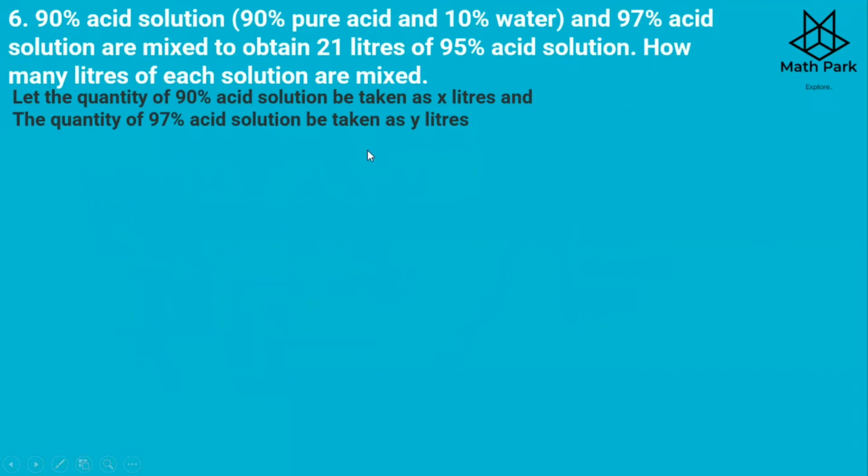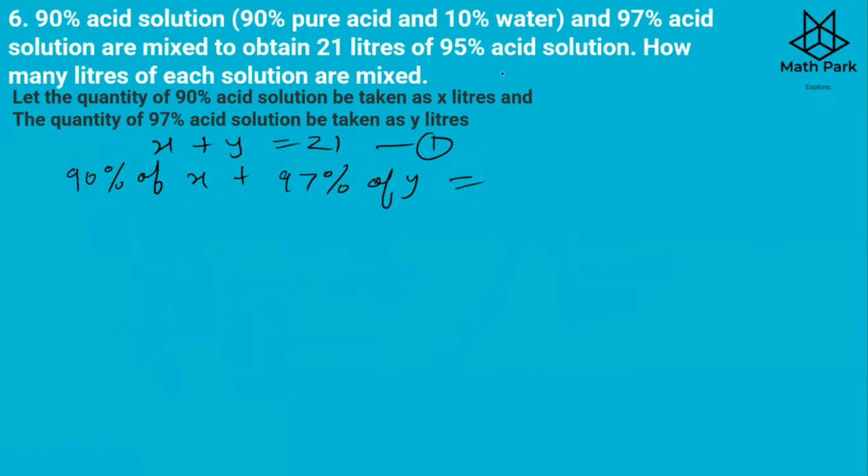Okay, now what we get, the very first equation: we have two quantities together. When they are mixed, we get 21 liters. So that is x plus y is equal to 21 as our equation number 1. The second thing that is important is 90% of x plus 97% of y is equal to 95% of the acid solution we are getting, which is 21 liters. That is 95% of 21. This is important. So when we mix 90% acid solution with 97% of another solution, we obtain 21 liters, and that is 95% acid solution.